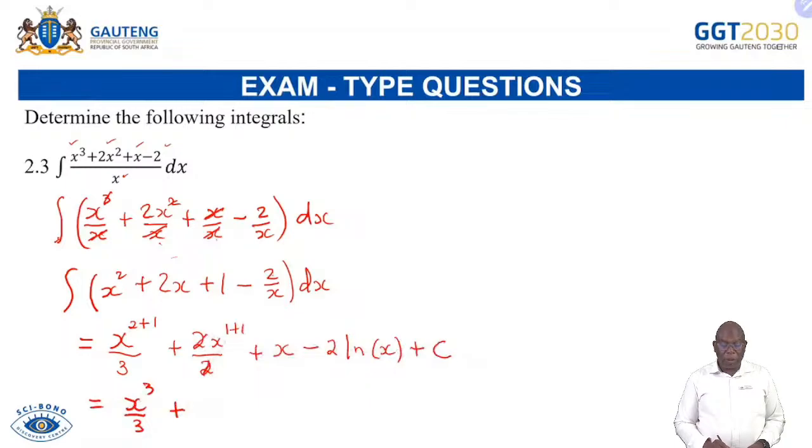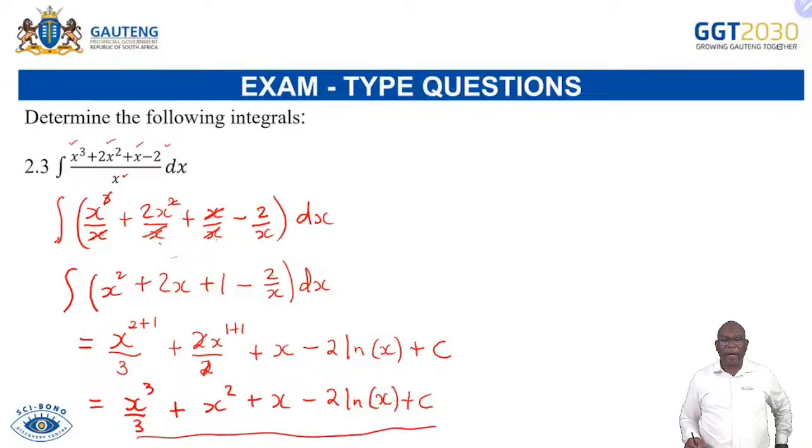I know that the 2 and that 2 will divide each other there. Then I'm going to have x to the power 2. Then the x will remain. Then the minus 2 ln x will remain. And that is plus c. And that's how we get our integral.